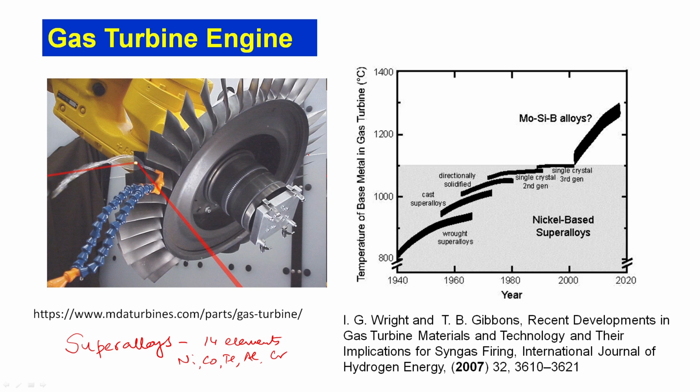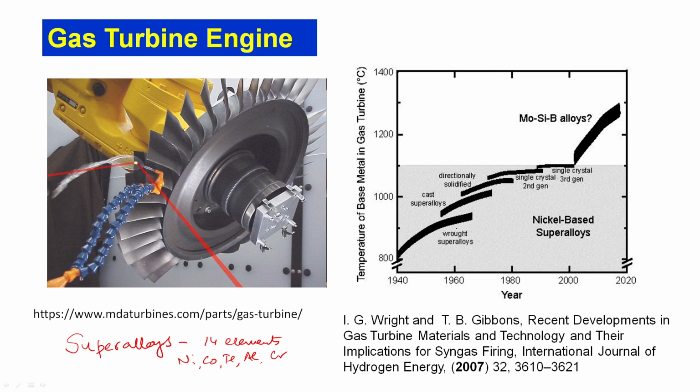So, we use superalloys for that, and these alloys contain a very large number of elements. There can be nickel base, cobalt base, iron base or many other types, but they contain a large number of elements, that is why they are called superalloys. If you look at the picture on the right side, you see the temperature of the base metal in the gas turbine engine versus year. We started with wrought superalloys, where temperature can go to a maximum of 800. We are now into the third or fourth generation of single crystal superalloys which can go up to 1100 degrees Celsius.